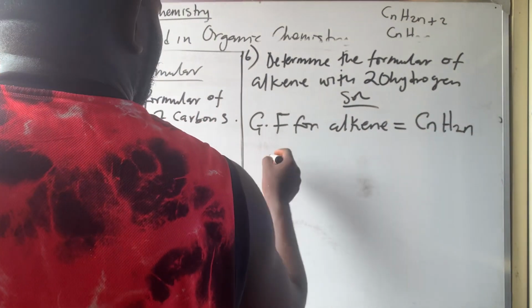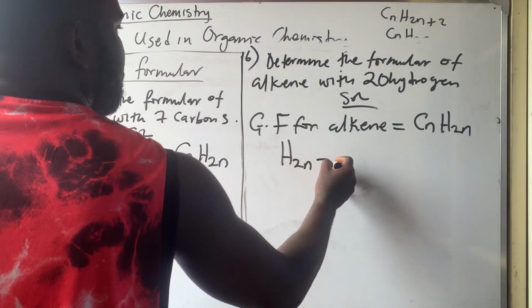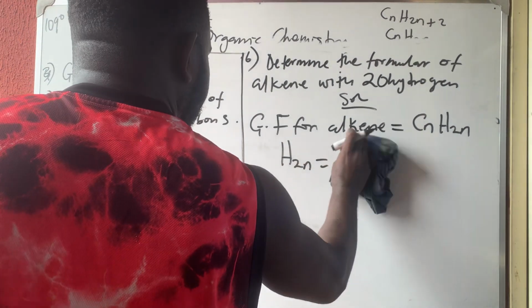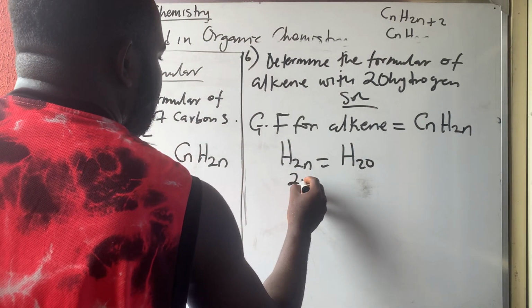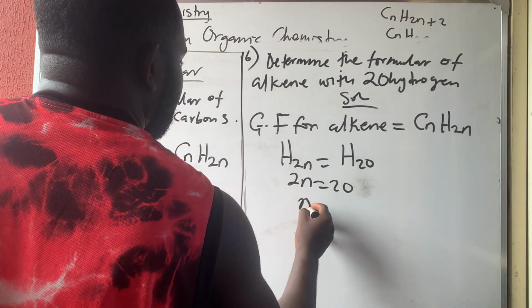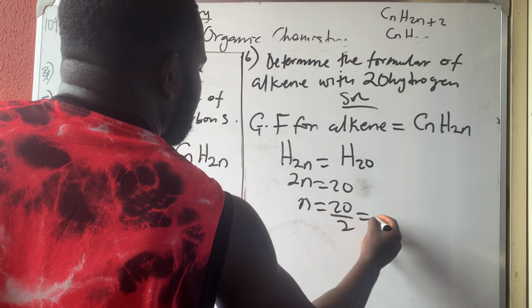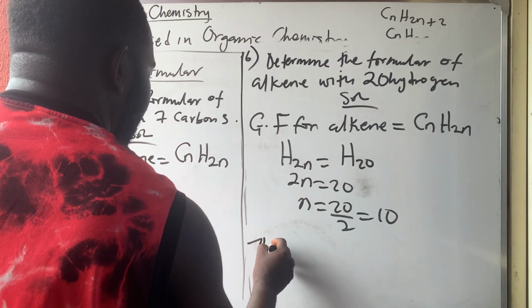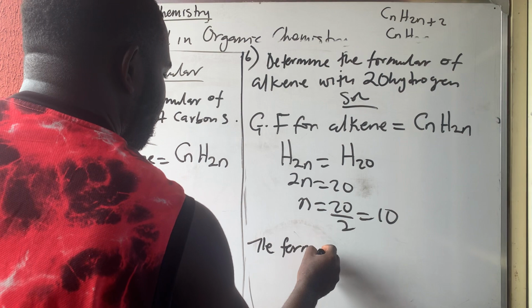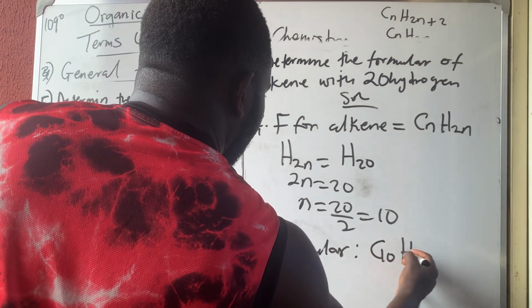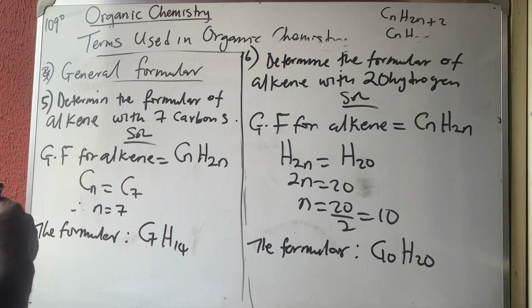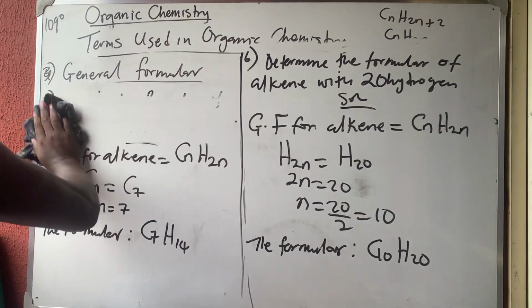CnH2n. So they said that the number of hydrogen is 20 hydrogens, so H20. If H cancels H, we know that 2n is equal to 20. Therefore, n is 20 divided by 2, which is 10. So the formula becomes C10H20. You see that this is very simple.